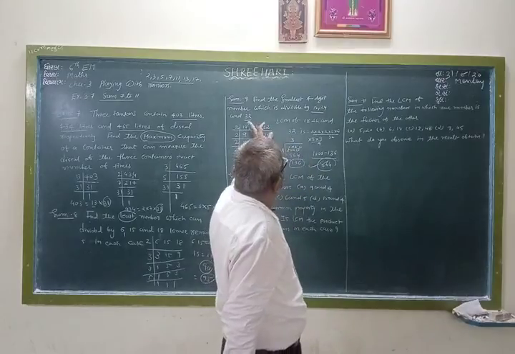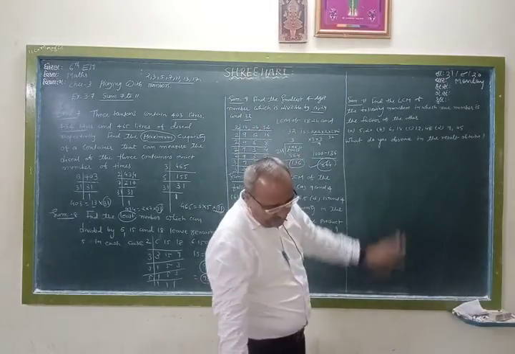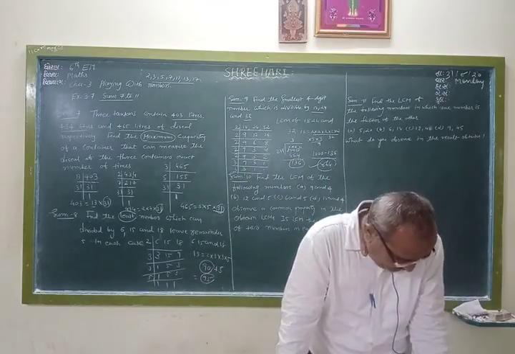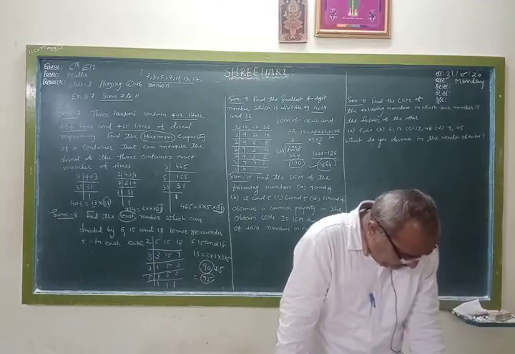4-digit number. Smallest 4-digit number which is divisible by 18. Now some number 10.